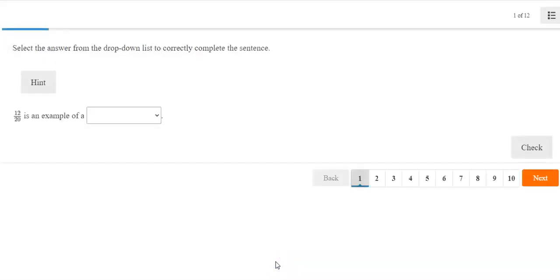This is the Module 5 review. You can find this on page 175. So the first couple are going to be vocab. Select the answer from the drop-down list. So 12 over 20 is an example of a ratio.